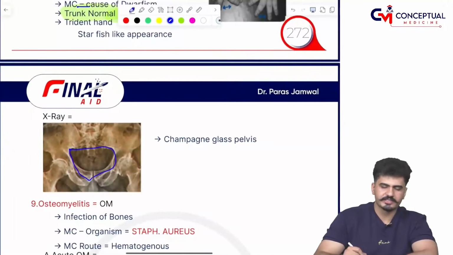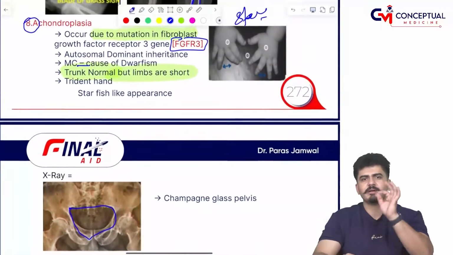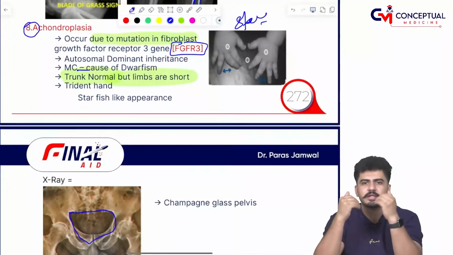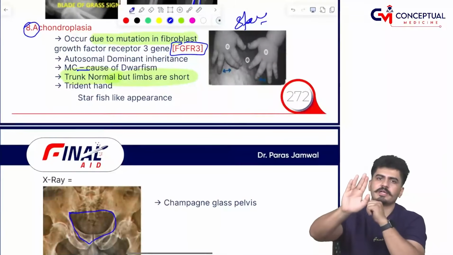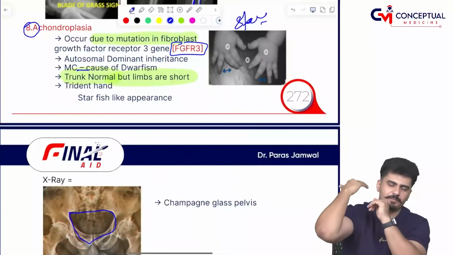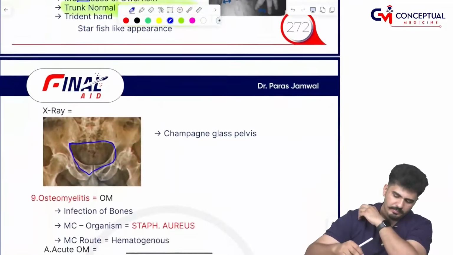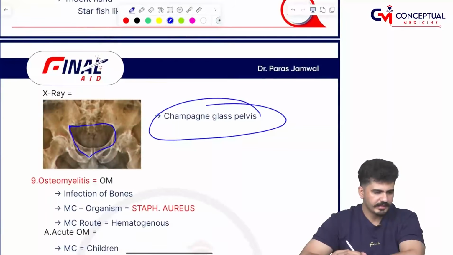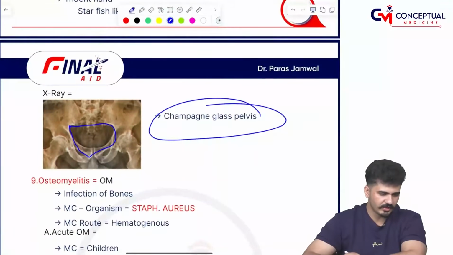Achondroplasia, the most common cause of dwarfism. FGFR3 gene mutation is there. Trunk is normal, limbs are short. Plus in the hand you will see trident or starfish-like appearance. Plus on X-ray of the pelvis you will see the champagne glass pelvis. Done? Done.